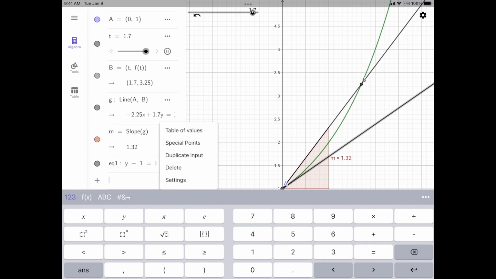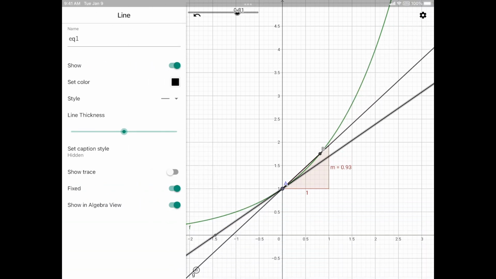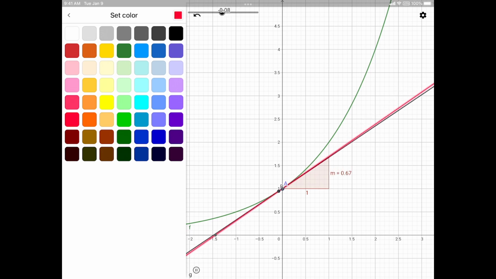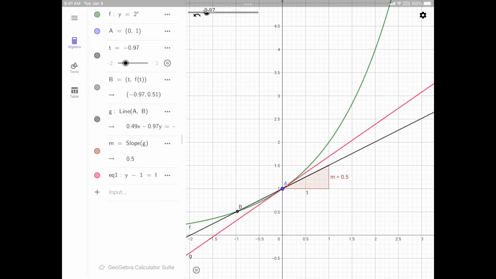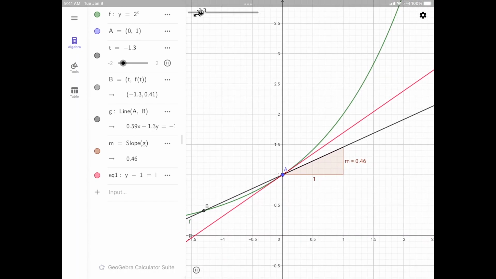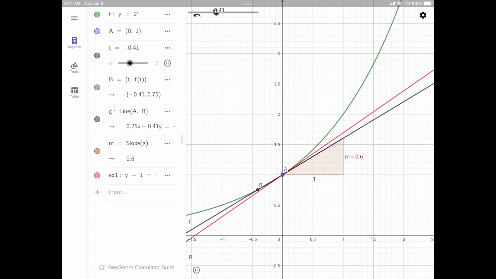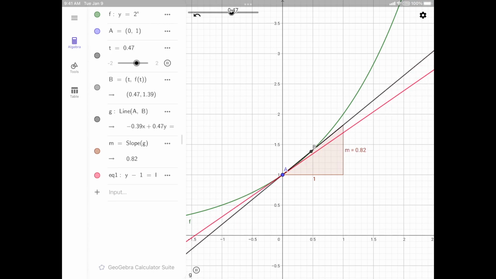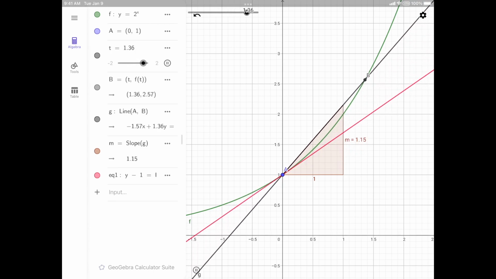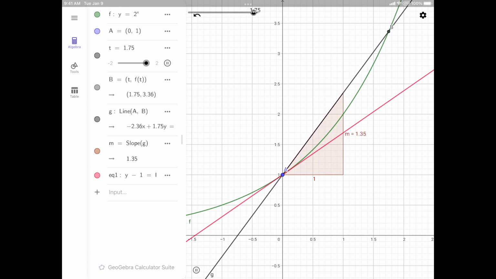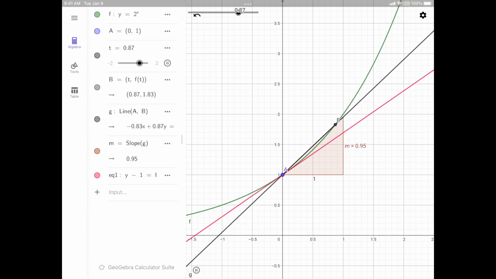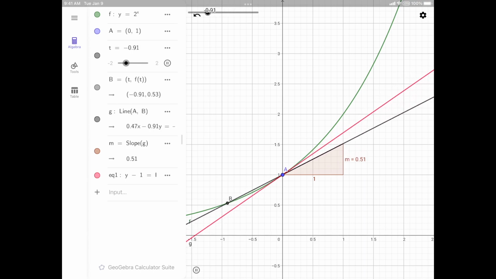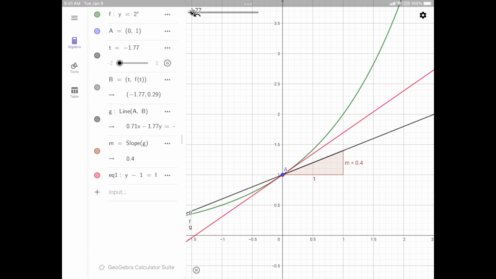I can maybe change the colors for this so that it looks a little bit more pronounced. So I'll make it red maybe. And now you can easily see that this black line that's moving as t moves gets closer and closer to the red line as B approaches A. So in fact, it does make sense to assume that this red line is the tangent line at A. We're going to find that once we learn more techniques. But so far, this is a good first glimpse of what happens.